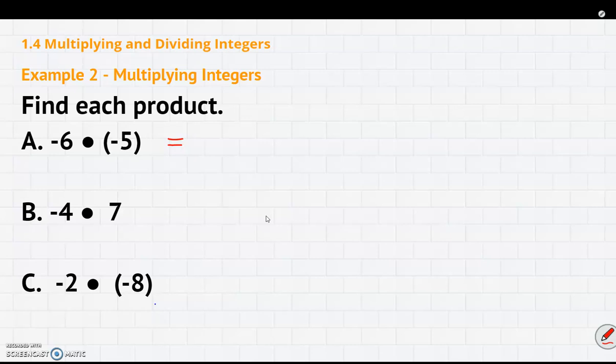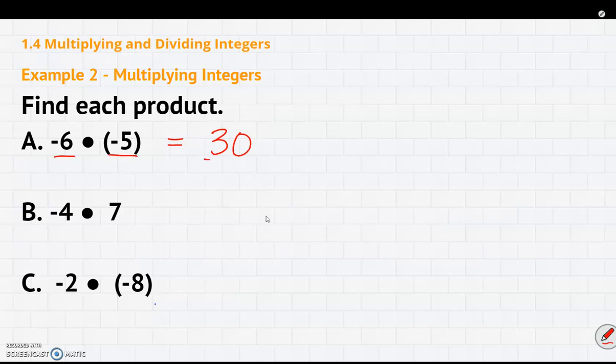Here I have -6 times -5. Okay, so I have a negative number times a negative number, which means I should get a positive answer because they have the same signs. So same signs means positive answer. And we have to know what is 6 times 5, okay? And if you don't know what 6 times 5 is, you can always count by 5 6 times. So 5, 10, 15, 20, 25, 30. So 6 times 5 is 30. And we already decided that it is a positive 30.